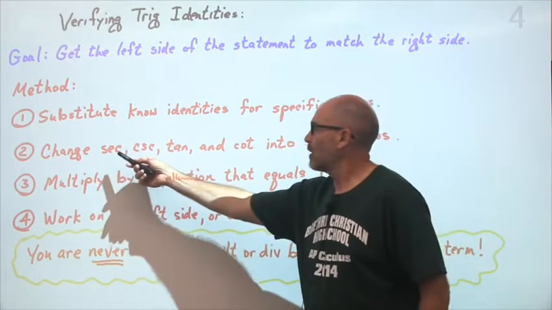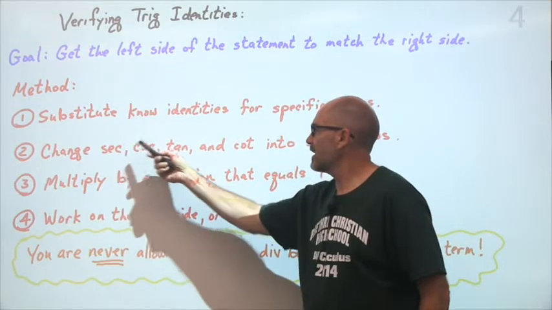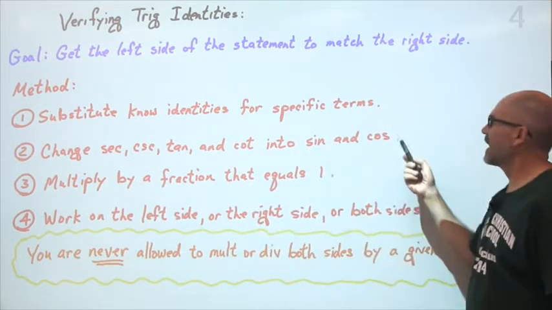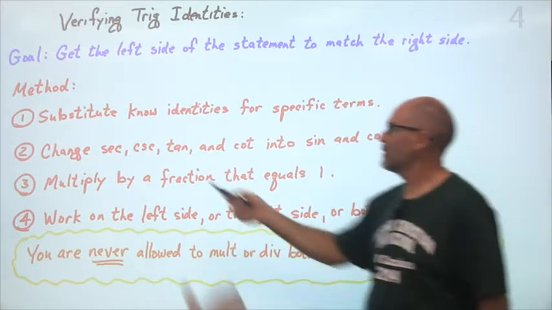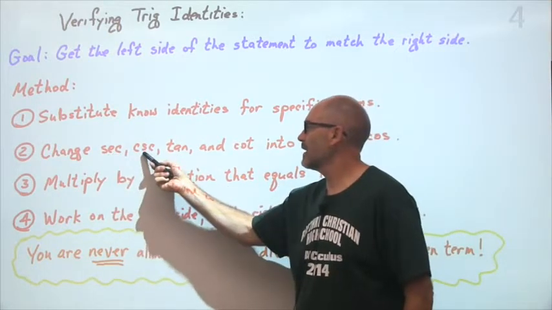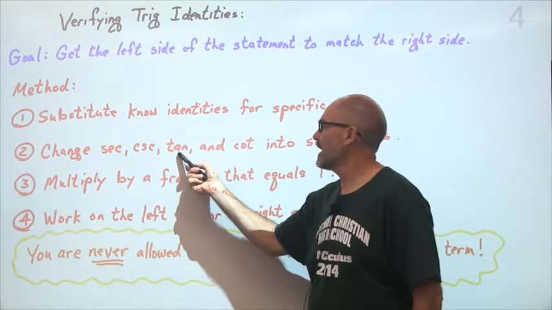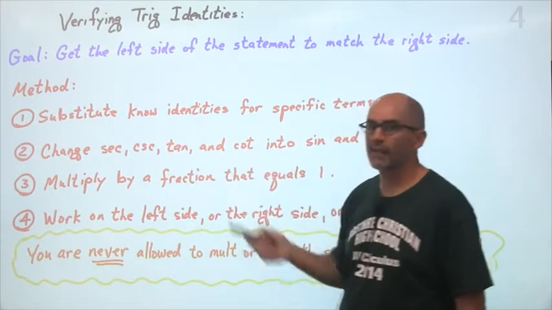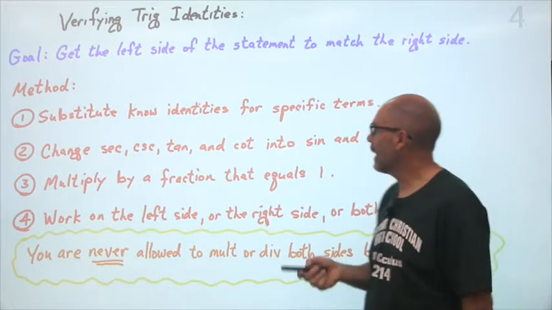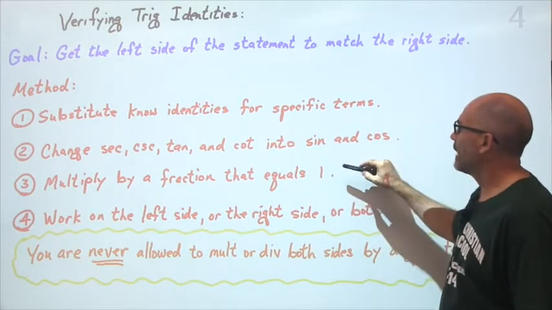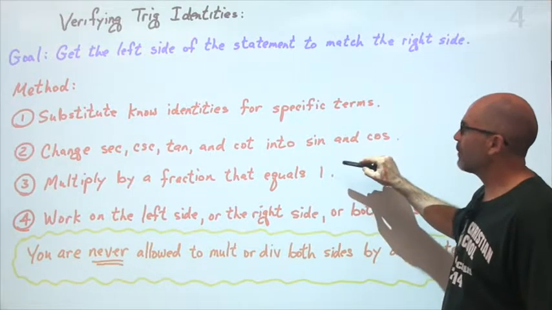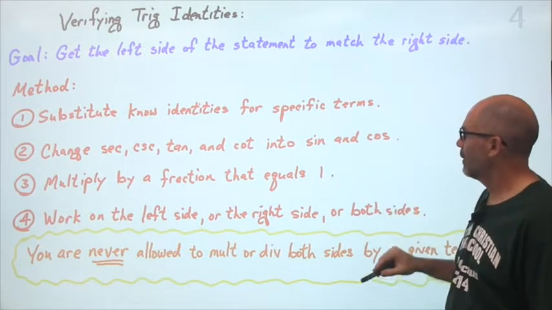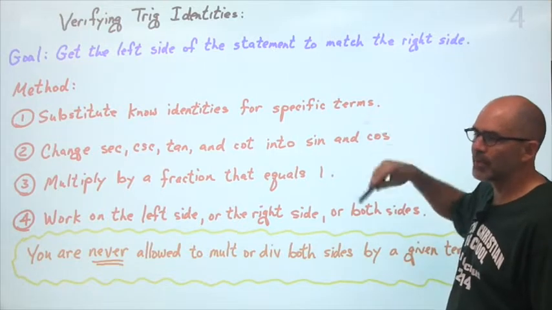Now, we could also change secant, cosecant, tangent, cotangent into sine and cosine. You know secant's 1 over cosine, you know cosecant's 1 over sine, you know tangent is sine over cosine, and cotangent is cosine over sine. You can multiply either side by a fraction that equals 1. So it could be any fraction where the top and the bottom are the same.